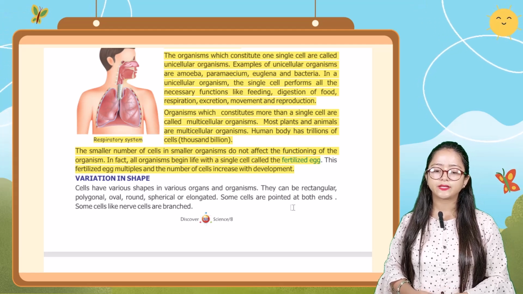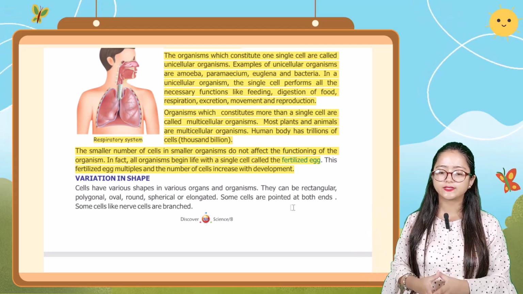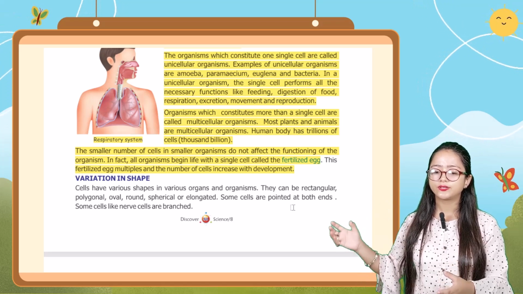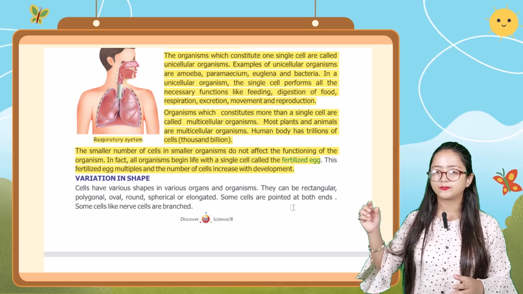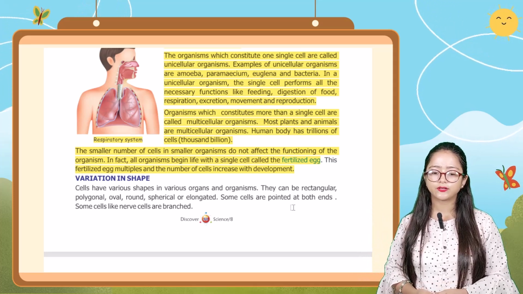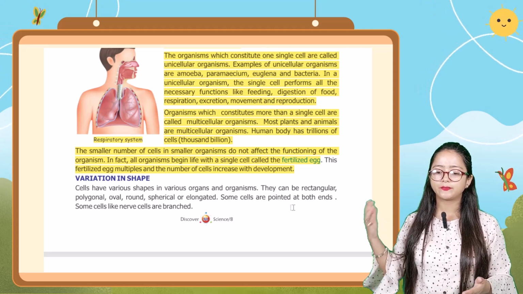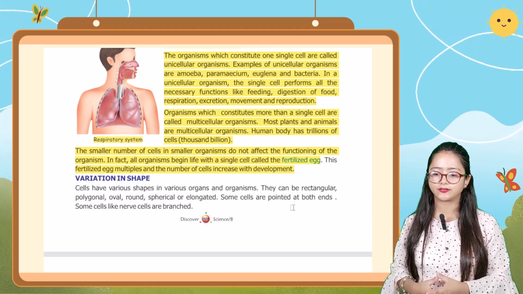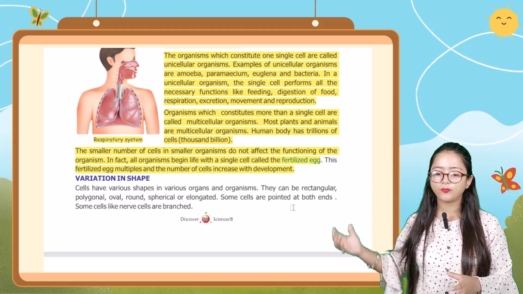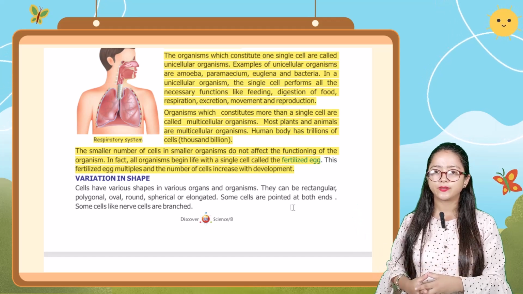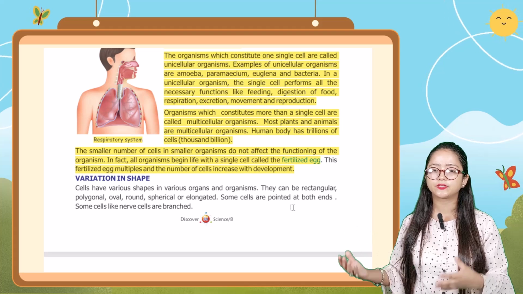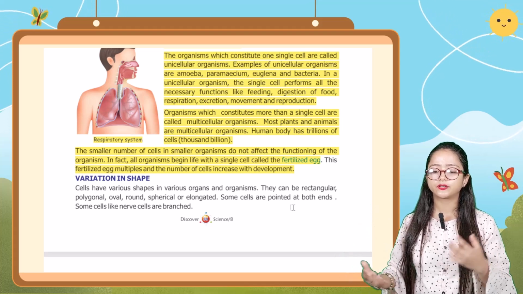So basically, there is variation in the number of cells. The organisms which constitute one single cell are known as unicellular organisms, because they are made out of that single cell. Examples of unicellular organisms are amoeba, paramecium, euglena, and bacteria. In a unicellular organism, the single cell performs all the necessary functions: feeding, digestion of food, respiration, excretion, movement, and reproduction.